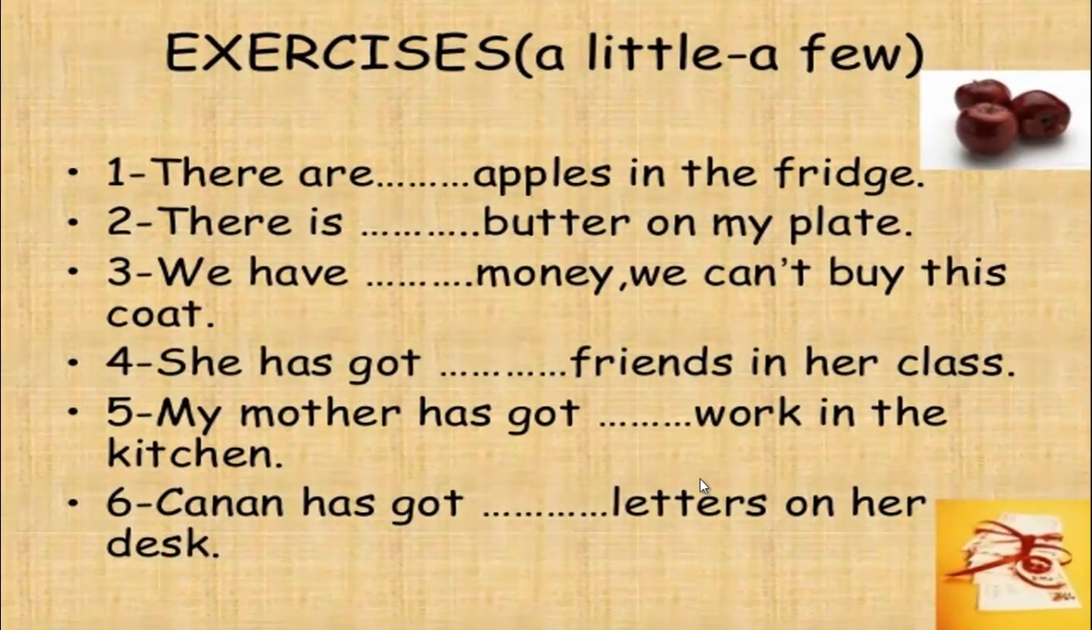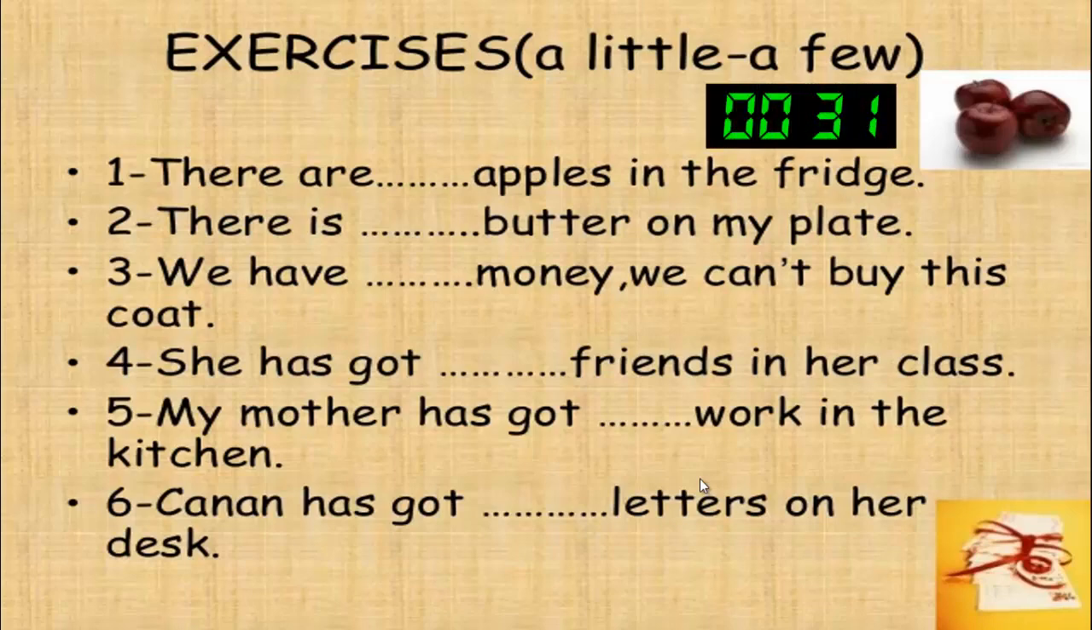The next exercise, you are going to use a little, a few. As you remember, a little we use with uncountable nouns, and a few we use with countable nouns. You have to look at the 6 sentences that are in front of you, and you are going to write a little or a few. Be careful, a little with uncountable nouns, a few with countable nouns. Take your time and do this exercise, then come back to check the answers with me.